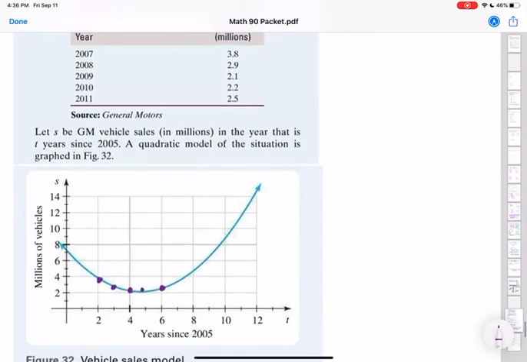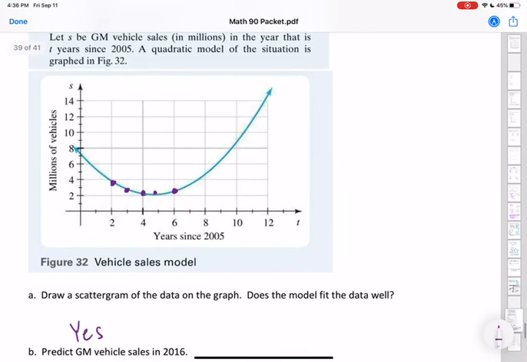So we have them plotted. Again, it looks like it's a good fit. Predict the sales in 2016. So what did you get for that? For 2016, it's talking about what would those sales be? And it's going to be years since 2005. So how many years would that be if it's 2016? We're thinking 11 years, right? So I'm going to go from 11 all the way up until I hit my model. And I would say somewhere around like 11 and a half. I would take anything between 11 and 12. Okay, that's a close one.